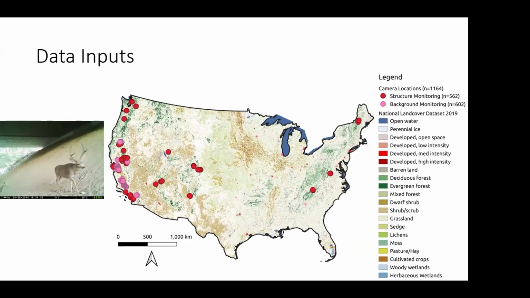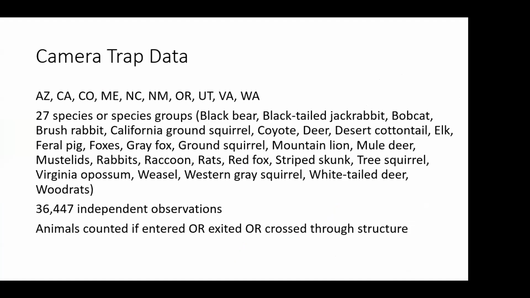These were across a really wide range of land use types. This is the National Land Cover data set in the background. The legend for those is on the far right. And so we had lots of different attributes, biogeographic attributes, as well as structural attributes to use in the modeling.